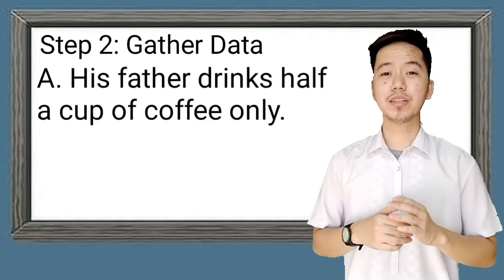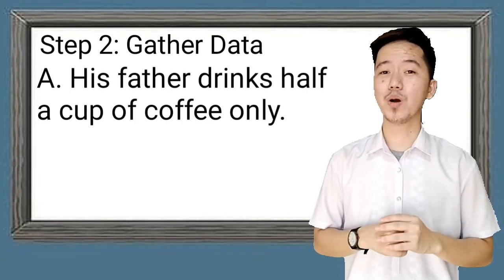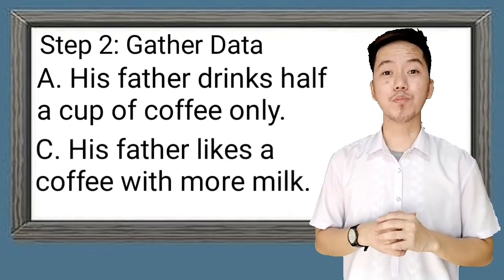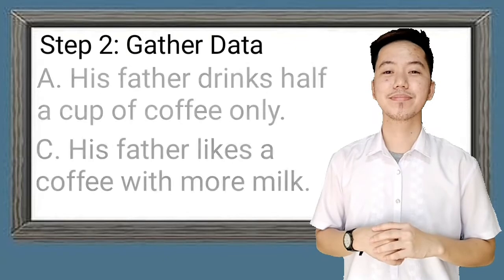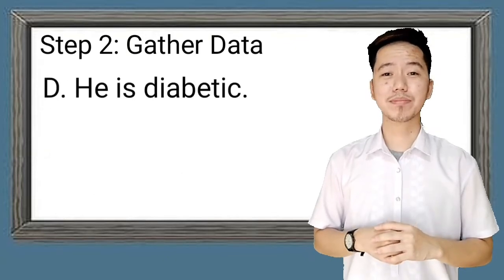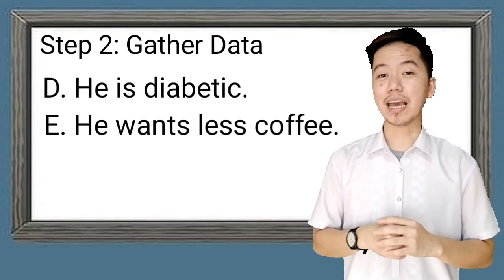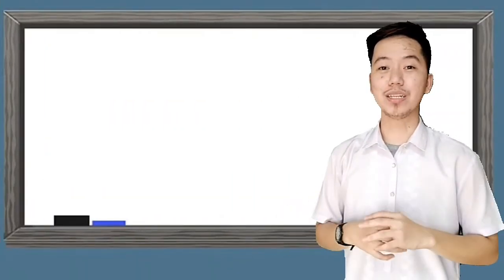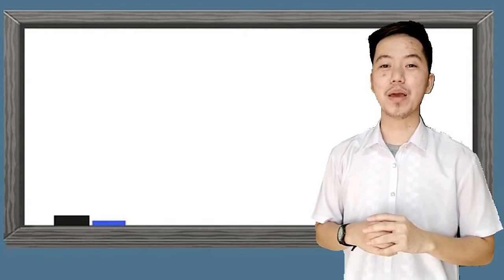His father drinks half a cup of coffee only. His father likes a coffee with more milk. He is diabetic. He wants less coffee. We know the problem. We gathered all the data that will help us solve the problem.